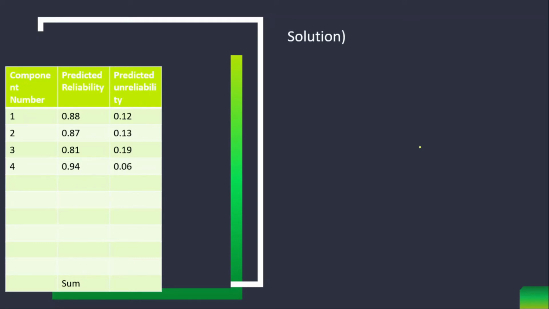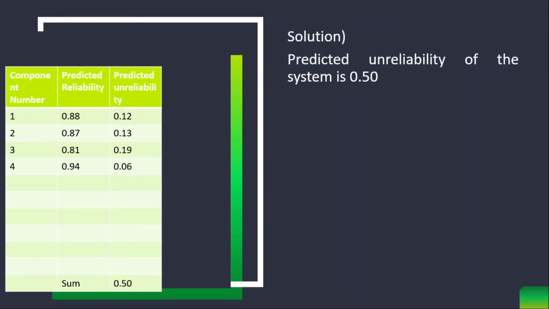Now we are going to find the predicted unreliability of the system, that is equal to the sum of the predicted unreliability of the individual components. So add all these four together: 0.12 plus 0.13 plus 0.19 plus 0.06. So the predicted unreliability of the system is equal to 0.50. Now, by using this, we are going to find the failure allocation of the system.